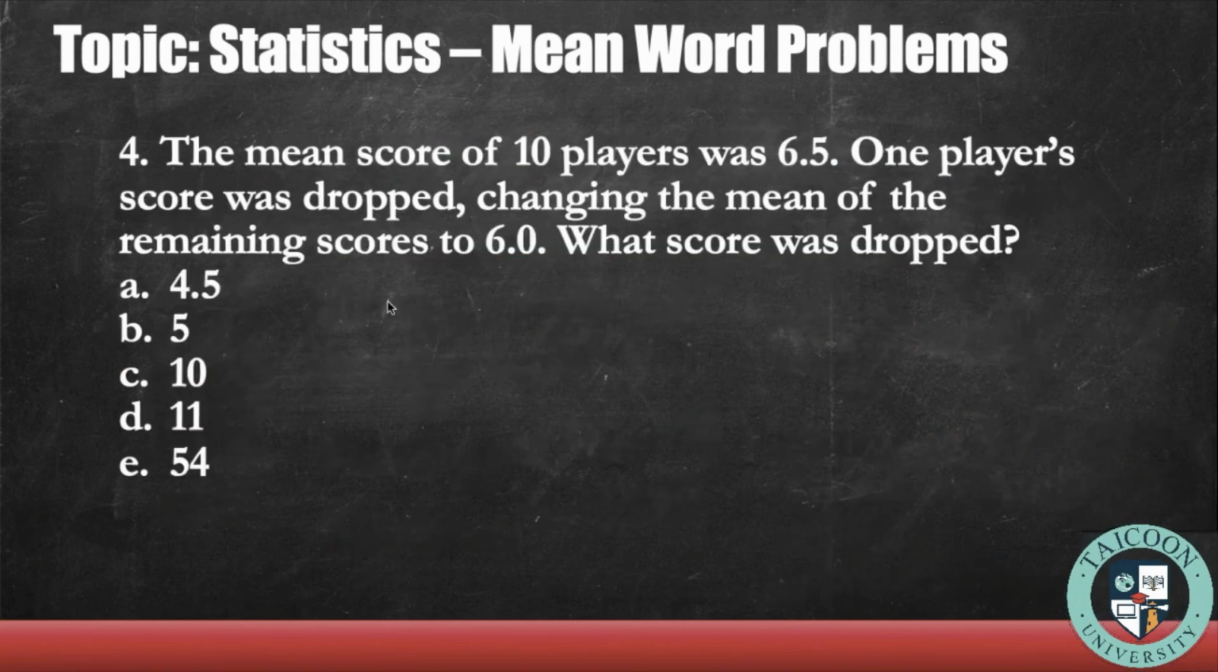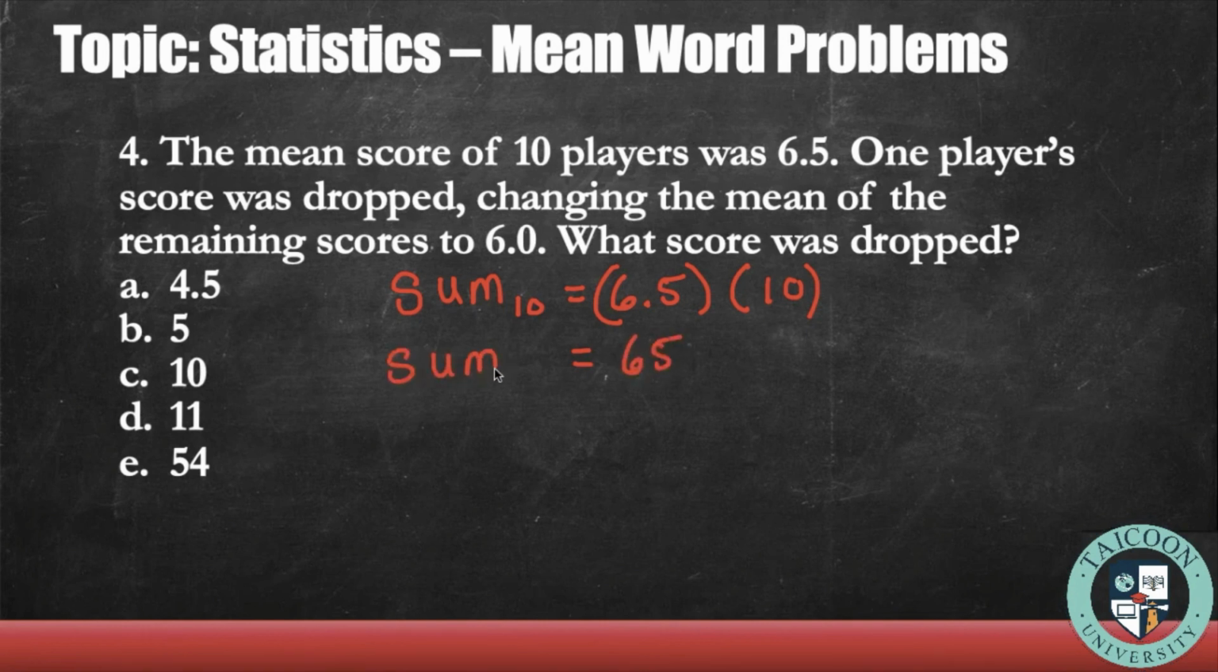Let's tackle 2 more problems before we move on to a different type of mean word problem. The mean score of 10 players was 6.5. One player's score was dropped, changing the mean of the remaining scores to 6.0. What score was dropped? Just like we said before, we're going to use the modified mean formula. The sum of 10 players is equal to 6.5, that's their average, times the 10 players' scores. 6.5 times 10 is 65. So we know that the sum of all 10 players is 65.